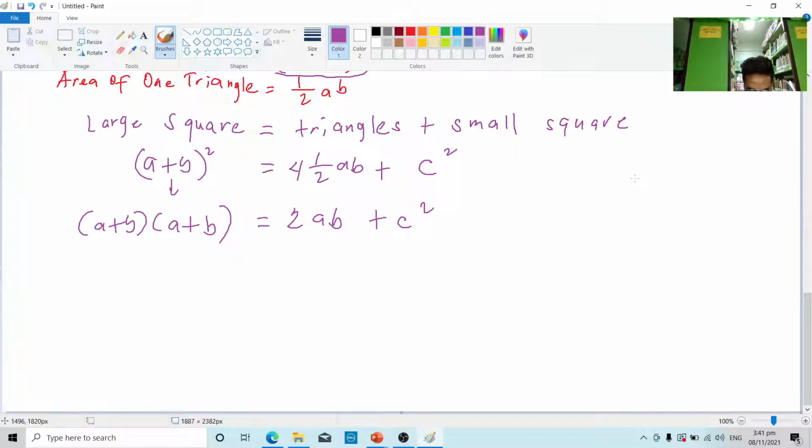Now, using the FOIL method, diba? FOIL method: A times A, A times B, B times A, B times B. Nakuha. Using the FOIL, we have A squared plus A times B, that is AB, plus B times A, that is AB, and B times B, that is B squared, is equal to 2AB plus C squared.